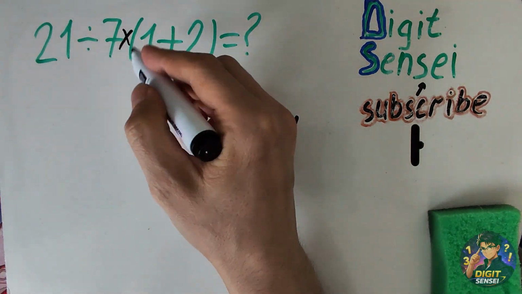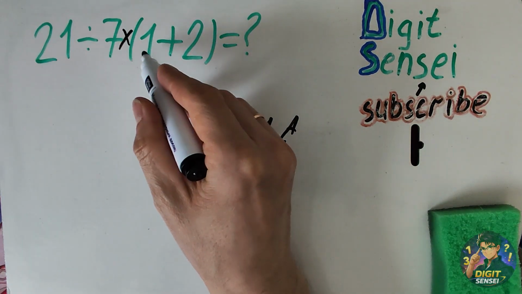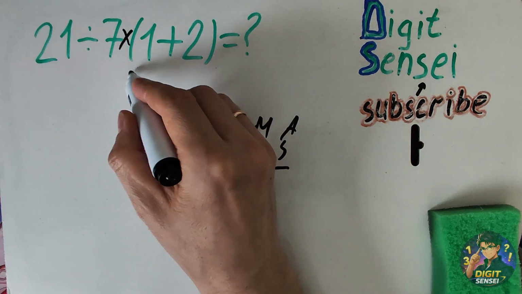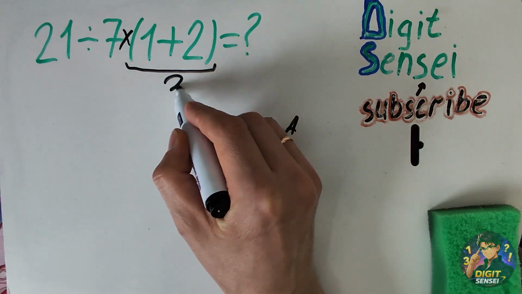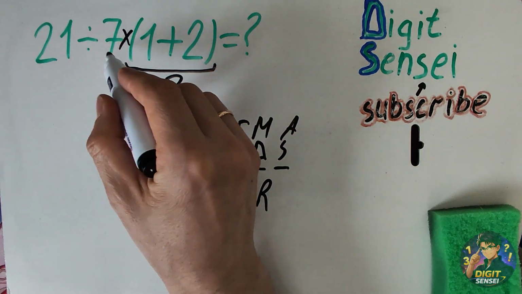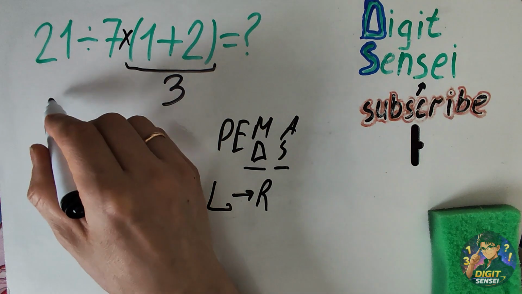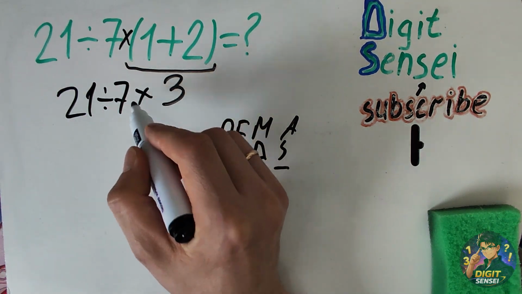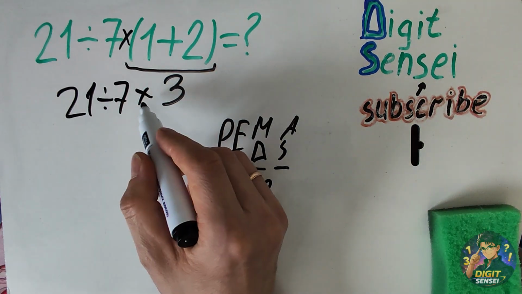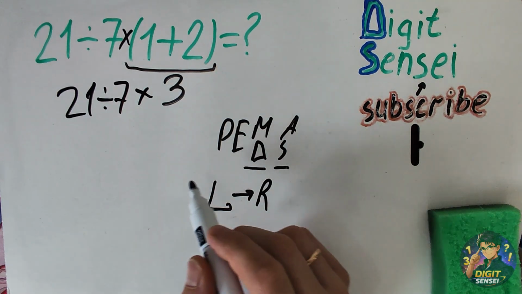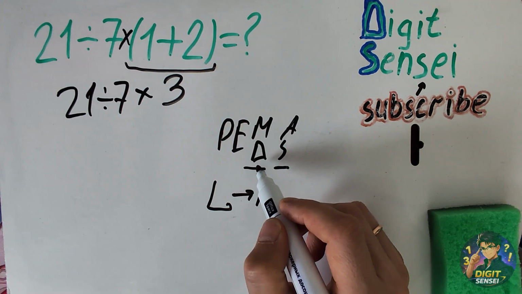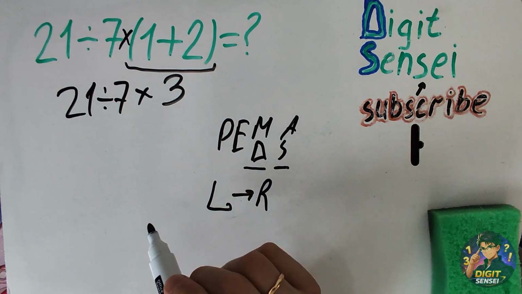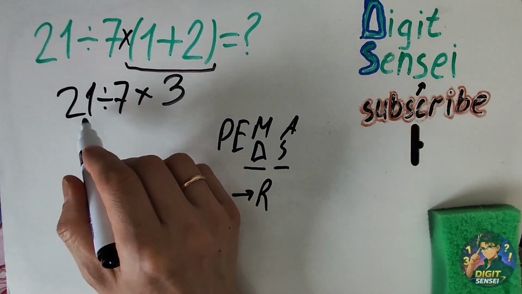So first we have to do this parentheses. Inside this parentheses we have 1 plus 2, which equals 3. So 21 divided by 7 then times 3. Now, we have one division and one multiplication. As I said, multiplication and division have equal priority and we have to work from left to right. So here, first we have to do this division.